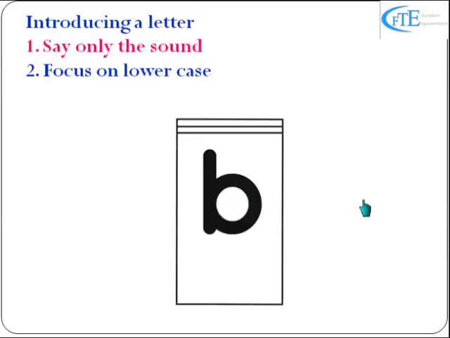Once the child has mastered A, we introduce the next letter. Again, get your child to put a finger on this card and say the sound B, b. Get your child to finger trace it while saying the sound. B, b.